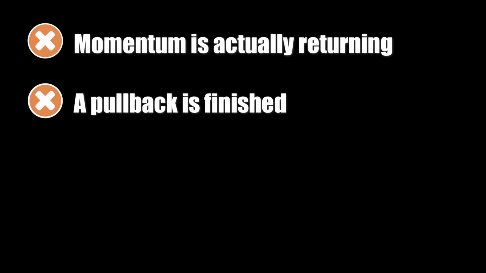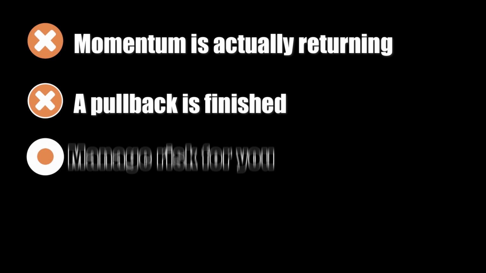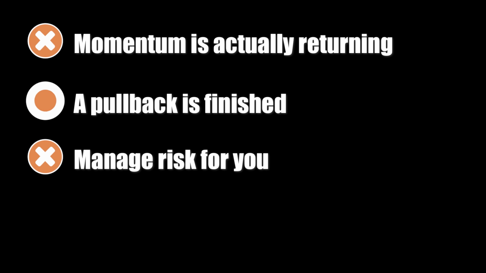That's a big difference. The indicator can tell you something is changing. It cannot tell you whether momentum is returning. It cannot tell you whether a pullback is finished. And it definitely cannot manage the risk of your trade. That's why you need another layer of confirmation.